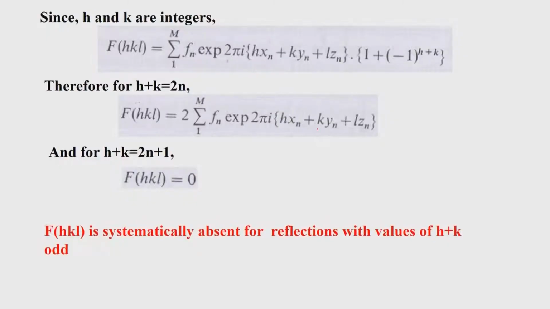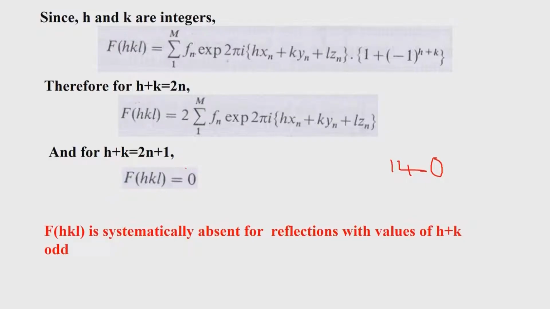I have a data, and suppose I look at this reflection statement which you have made here: f of HKL is systematically absent for reflections with values of h plus k odd. By taking some examples, suppose I give you 140. So, this 140 will have h plus k equal to 5. That means it belongs to this category.